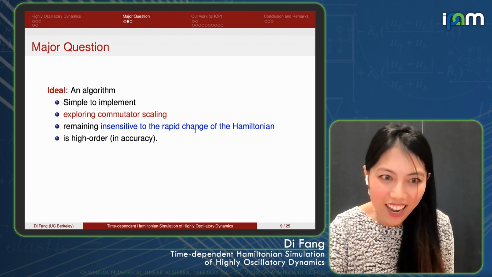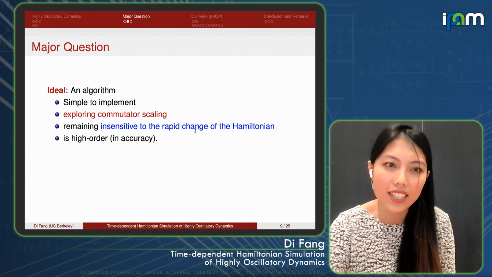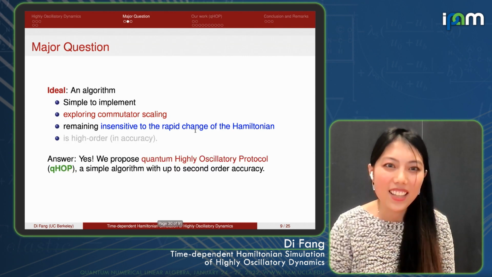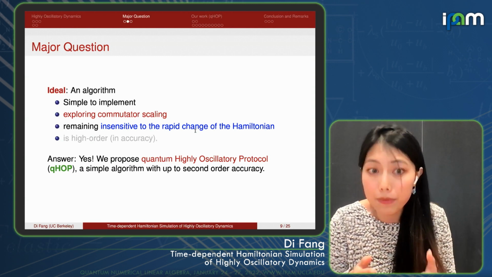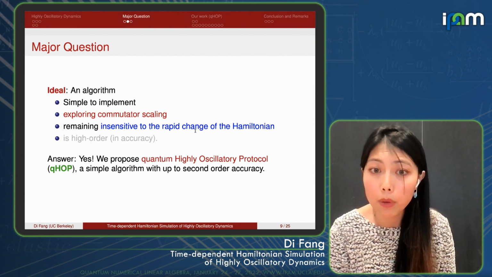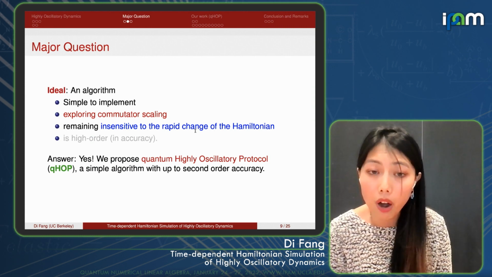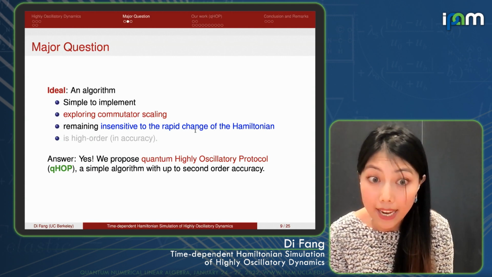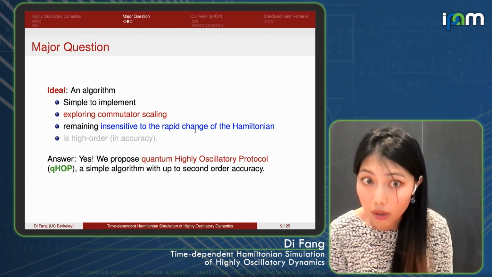Now, this is an ideal list. It's indeed too much to ask. At the very beginning, we should at least have some starting point. So our starting point is that we are going to forget about high order just for a moment. Let's see whether we can fulfill the first three tasks, even if we are designing some low order algorithm. Our answer is yes. Indeed, we propose an algorithm called the quantum highly oscillatory protocol, qHOP for short, that is specifically tailored to deal with this highly oscillatory dynamics. Our algorithm is easy to implement and has up to second order accuracy.